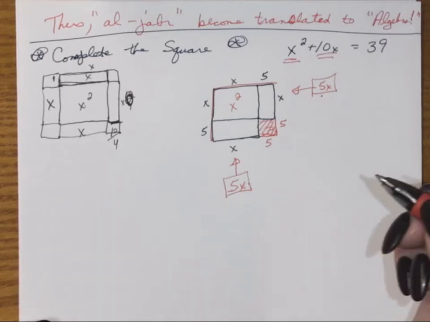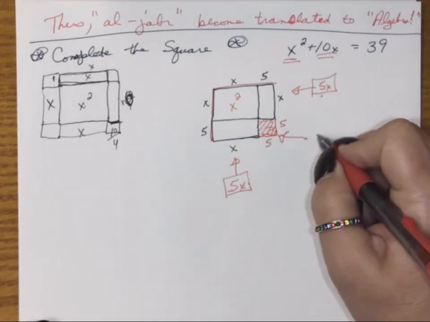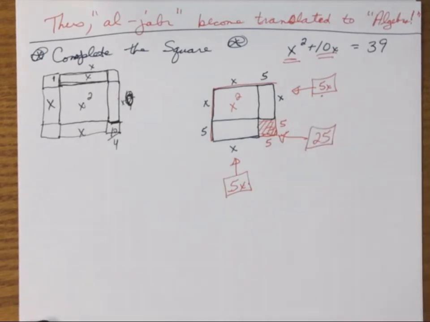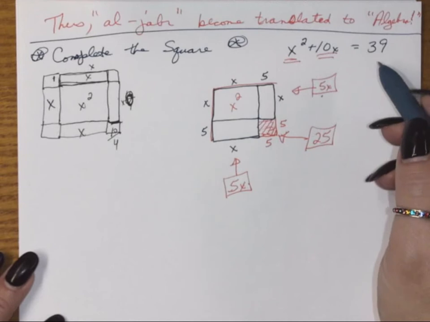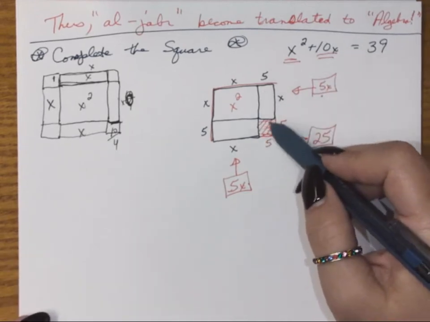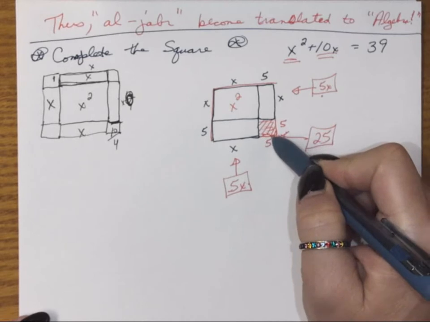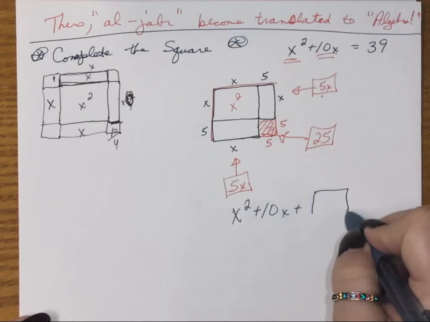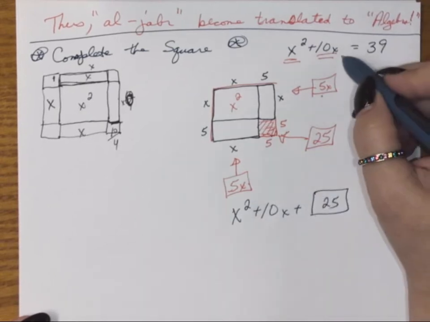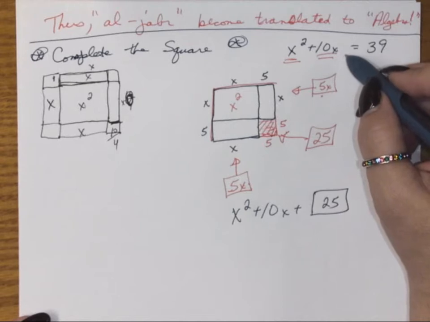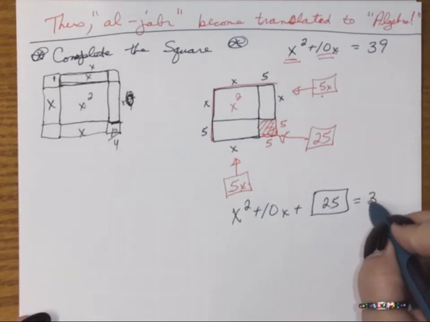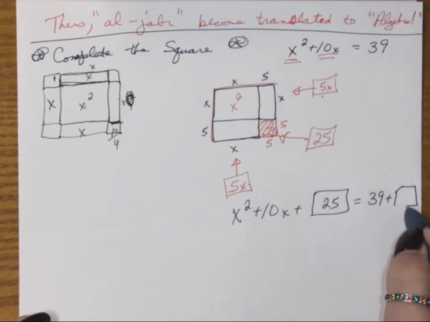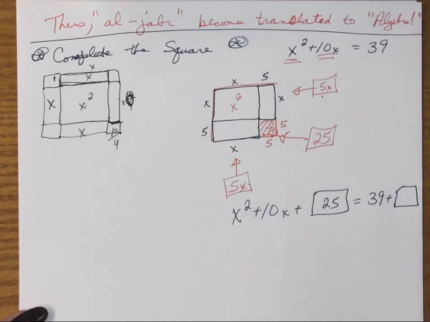We'll talk about this whole process, but this fill-in square is going to be 25. So what Al-Khwarizmi came up with was, hey, I can complete this square. I can add this 25, because that's what that is. So now I've got x squared plus 10x plus 25, added on the left-hand side of the equation. By the method of algebra, whatever I do on the left-hand side, I've got to do on the right-hand side. So I added 25, and I need to also add 25 over here, right?